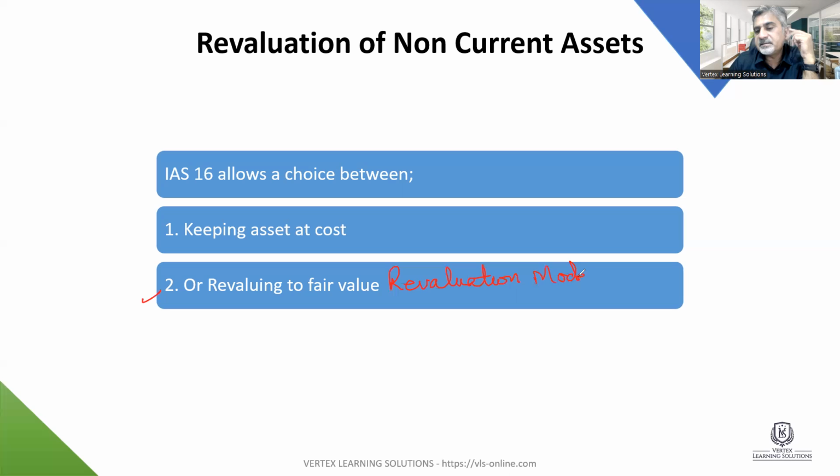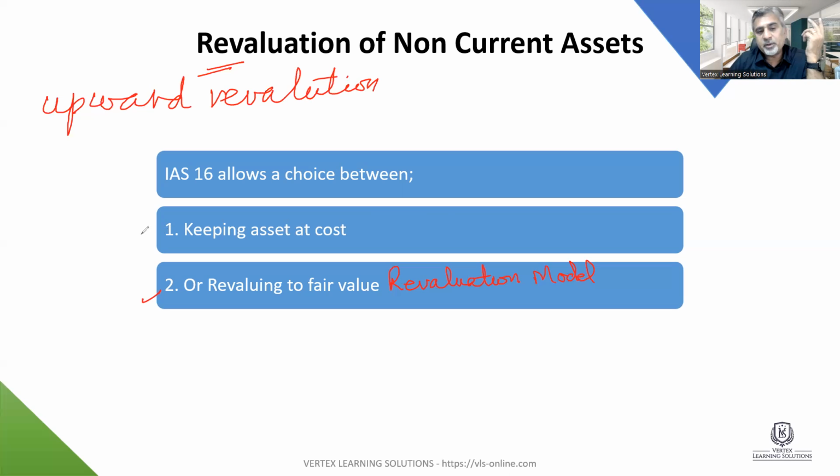Revaluation model says that although you purchased this asset for $20,000, at the end of the year you have the opportunity to determine the fair value or market value of this asset, and then accordingly you change it in your balance sheet. You revalue the asset. When I say revalue, I'm talking about upward revaluation, which means increasing the value of the asset in your books. So you can choose this method, or you can choose this method.